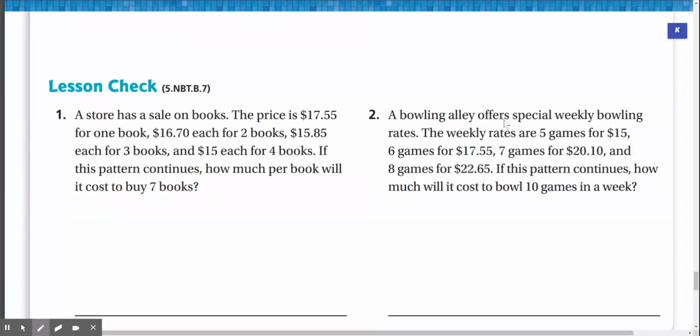Number 2. A bowling alley offers special weekly bowling rates. The weekly rates are 5 games for $15, 6 games for $17.55, 7 games for $20.10, and 8 games for $22.65. If the pattern continues, how much will it cost to bowl 10 games a week? Or 10 games in a week?